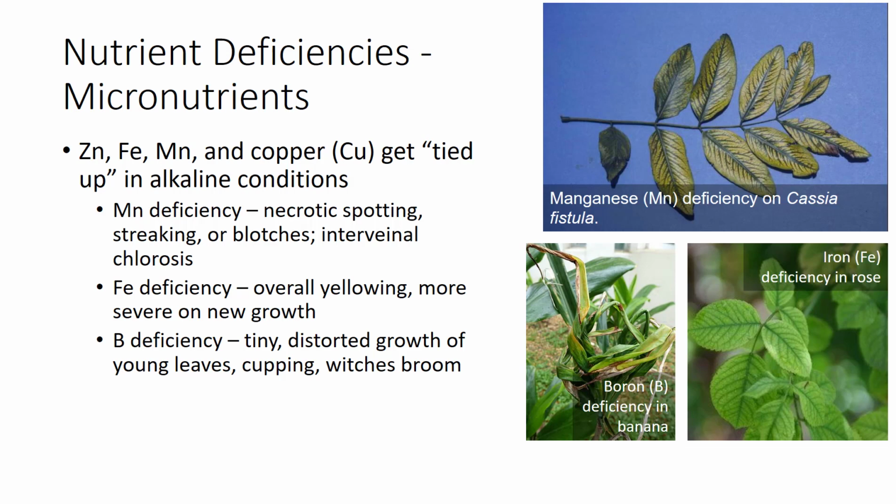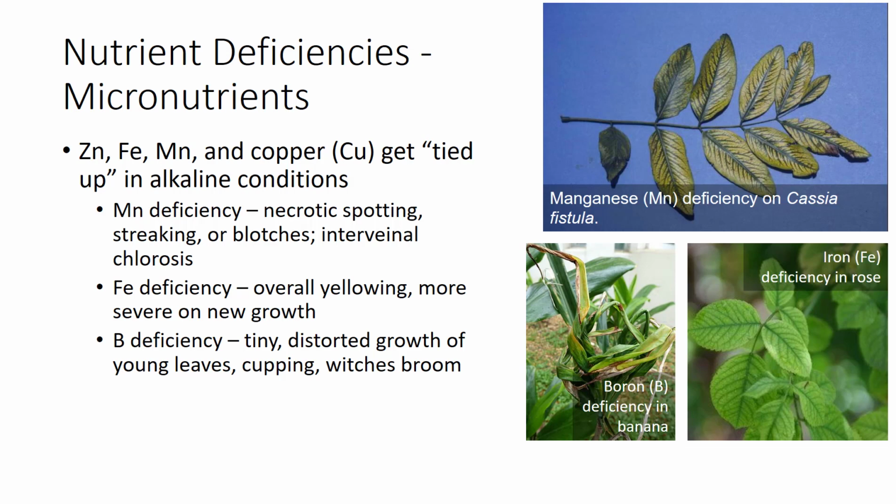Under neutral or alkaline conditions, pH 7.0 or above, these metals are tied up and cannot be absorbed by roots, which results in striking deficiency symptoms. These deficiencies are usually seen as yellowing of the newest leaves. Manganese deficiency is also characterized by necrotic spotting, streaking, or blotches. Usually the yellowing or necrosis is interveinal, with leaf veins remaining conspicuously green.